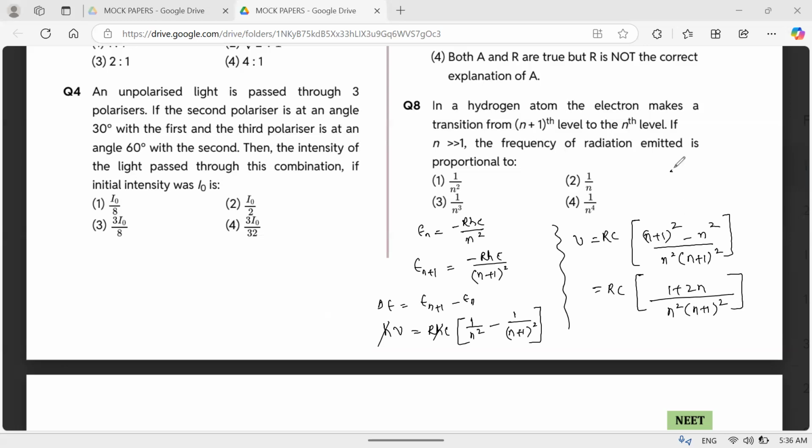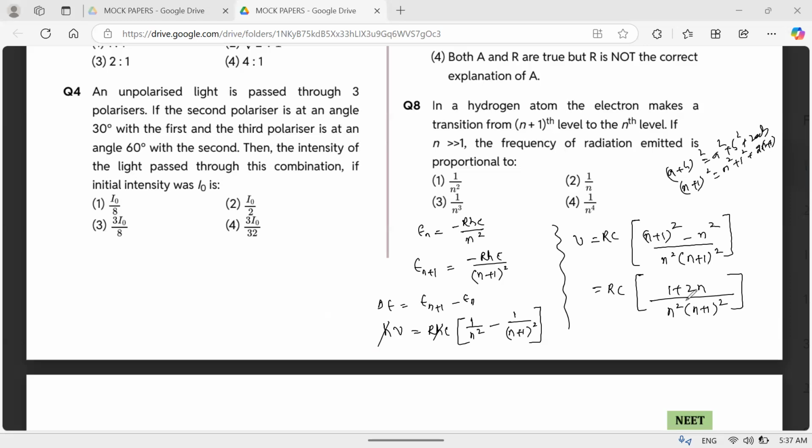This is in the form of a plus b whole square, so it will be a square plus b square plus 2ab. So n plus 1 whole square is n square plus 1 square plus 2 into n into 1. That is the reason I have written n square plus 1 plus 2n there. This n square and that n square will get cancelled. So the remaining will be equal to how much? 1 plus 2n. Clear? Am I clear?